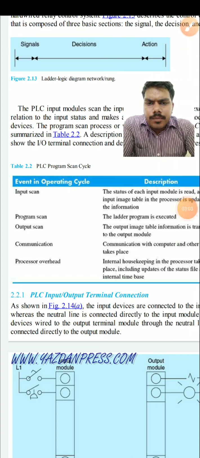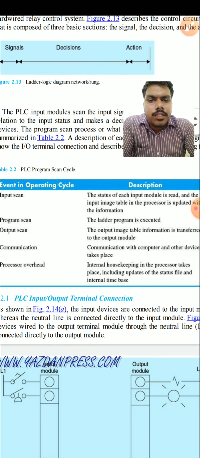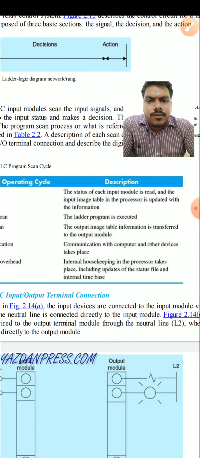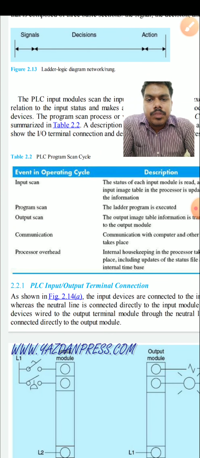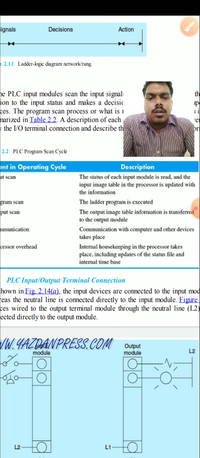The next one is the program scan. The program written in the PLC will be scanned. The ladder program is executed, meaning the method we have used here is ladder programming. Then the output scan: the output image table information is transferred from the PLC processor to the output module. Then the important one is that communication with the computer and other devices takes place.